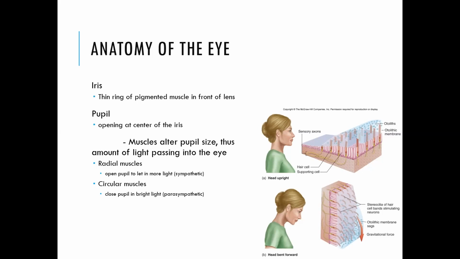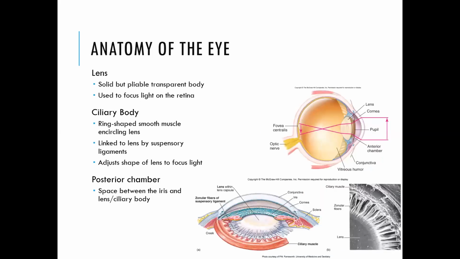So the radial muscles are responsible for opening the pupil to let more light in. They are responsible for the sympathetic response of your autonomic nervous system. Okay, so that happens when you're in a dark environment. And the circular muscles cause the closure of your pupil when you're in extremely bright light. And that's a parasympathetic response that would occur if you're in a bright environment.